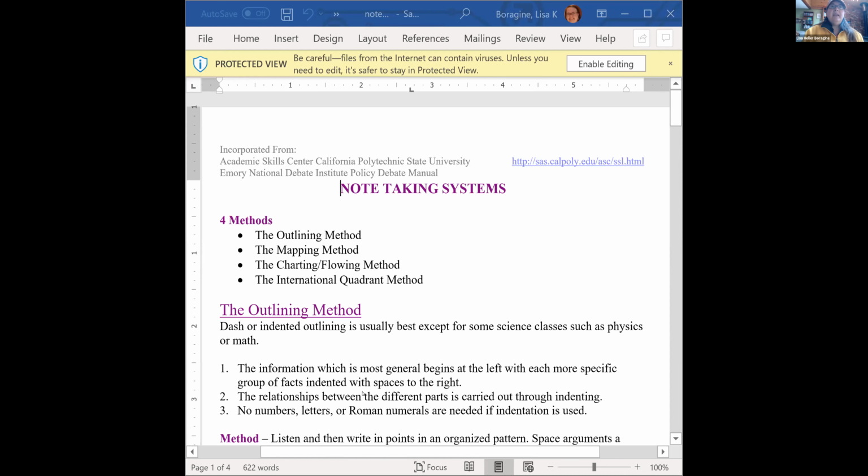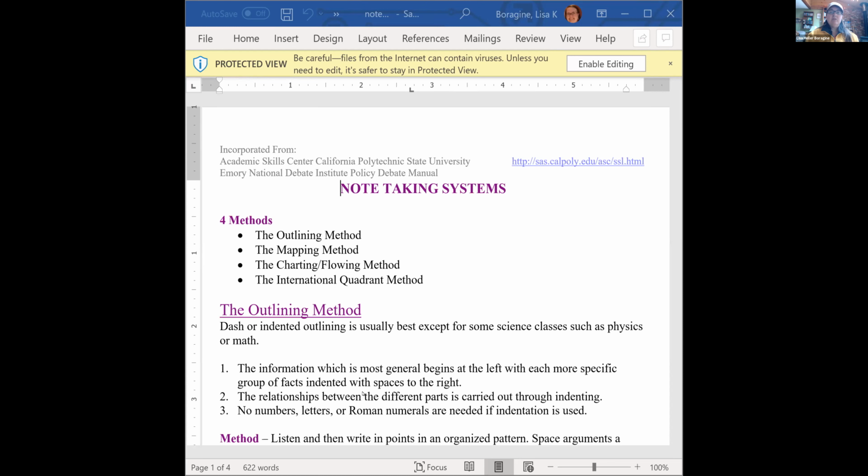So this is from the Academic Skills Center, California Polytechnic State University, and the Emory National Debate Institute Policy Debate Manual. It's a combination of those two sources on note-taking systems. One of the things that I know someone in the class had asked was, oh, I really want help on note-taking. Well, this is what we're talking about now. There are 4 major methods of note-taking.